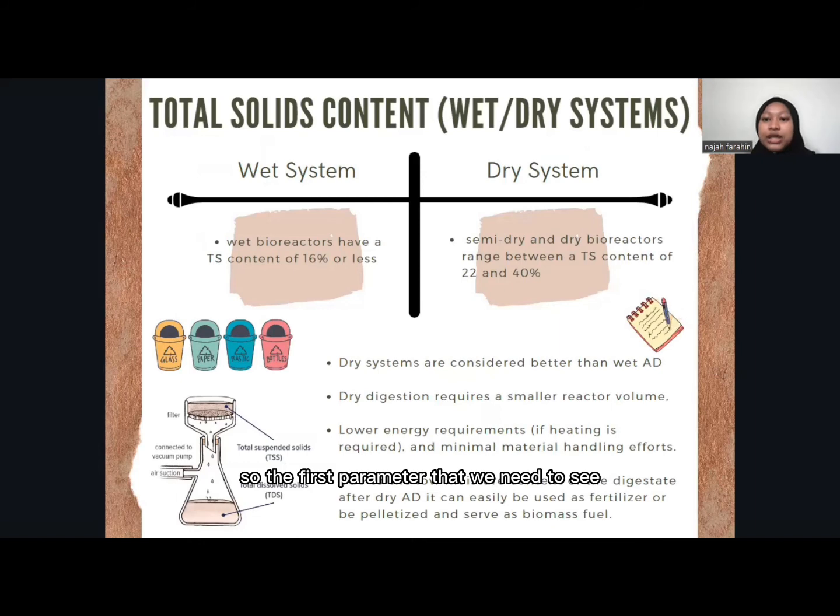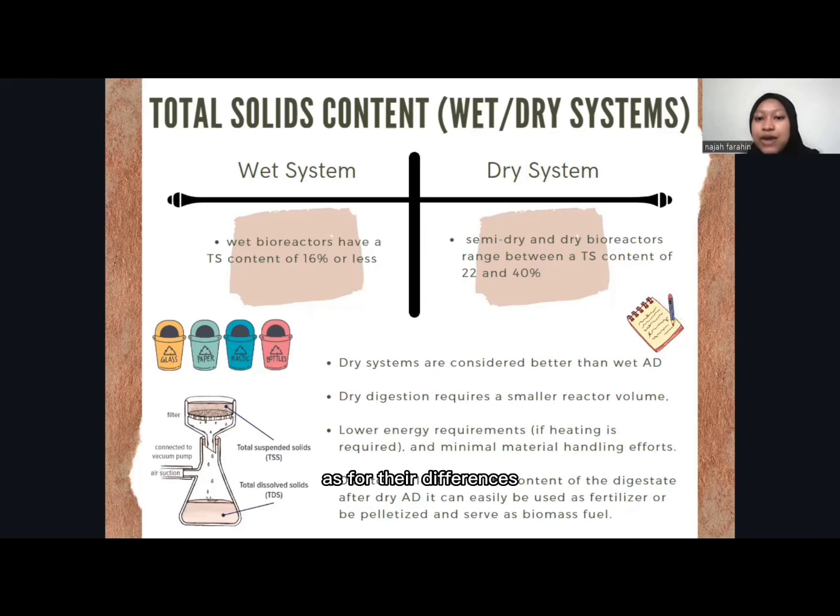So the first parameter that we need to see is the total solid content, which is whether the feedstock needs to be on a wet system or dry system. For wet systems, the feedstock needs to have a total solid content of 16% or less, while for dry, the range of total solid should be 22 to 40%.